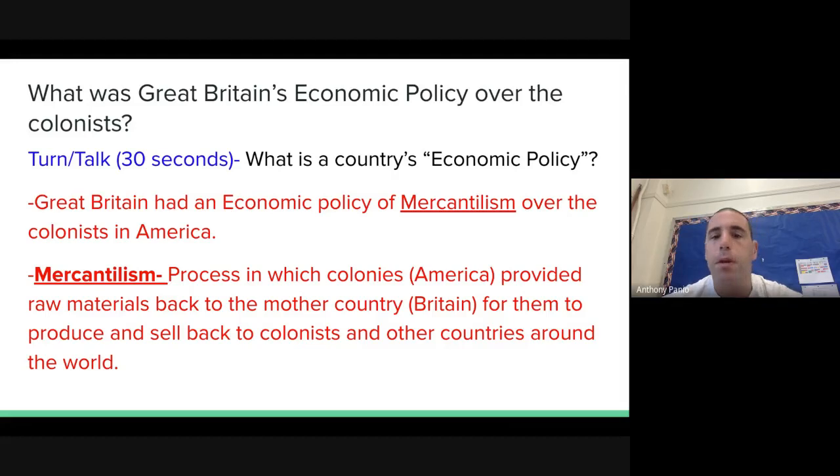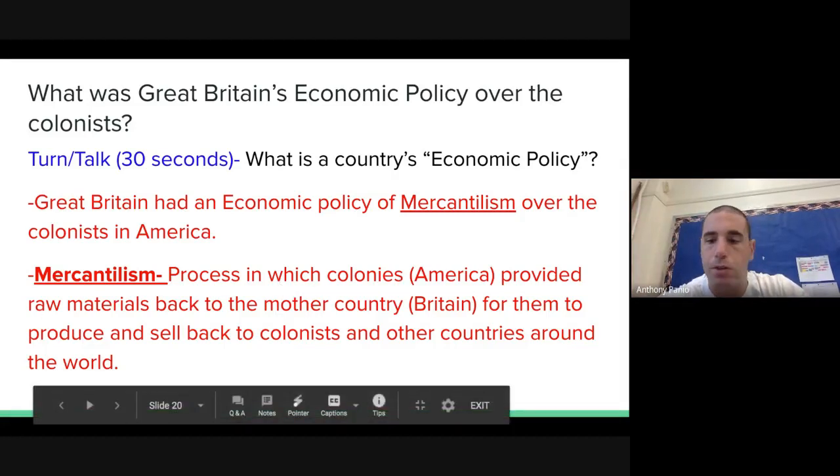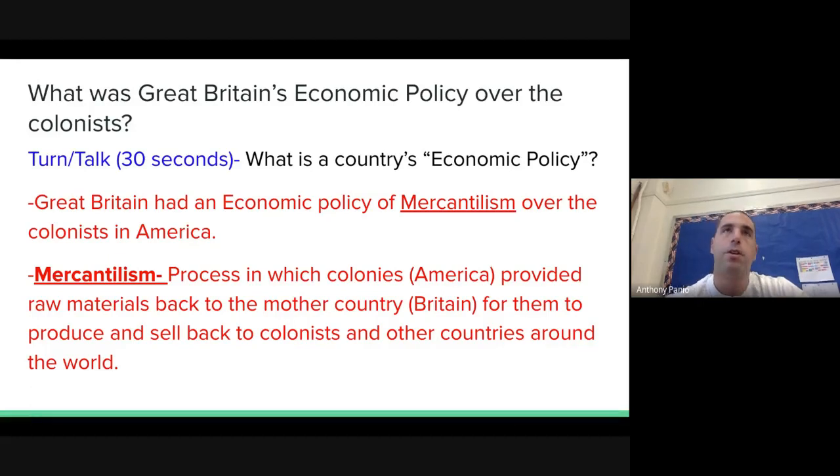All right, so mercantilism is the process in which colonies, and I put in parentheses America, because the only colony we're concerned about at this point is the future United States of America, the 13 colonies. So it's a process in which, yes, Sydney, great question. Yes, you're always going to copy down what's in red. If it's in black, you don't need to copy it down. This is going along with the notes from the focus question.